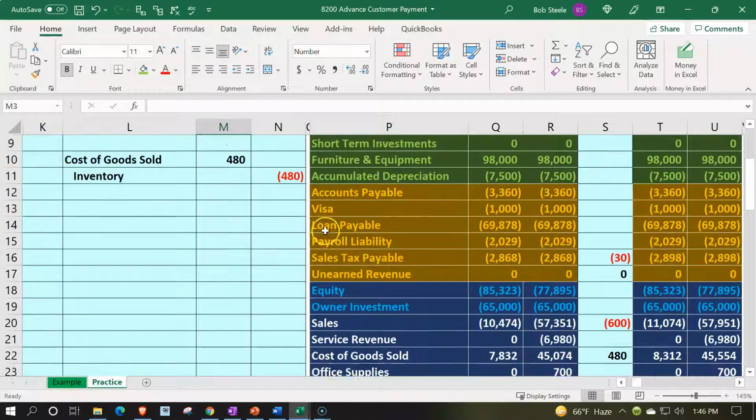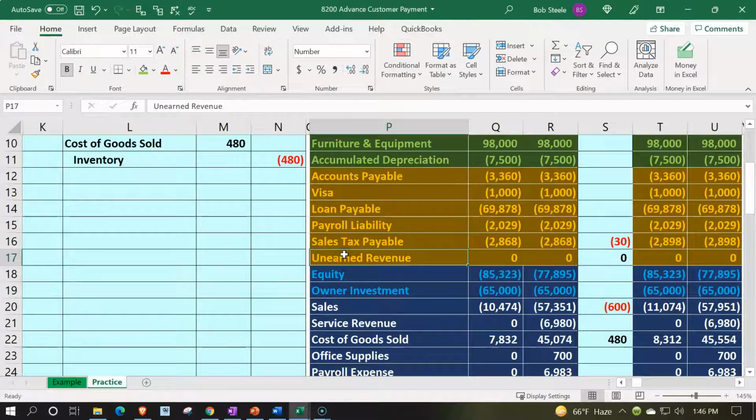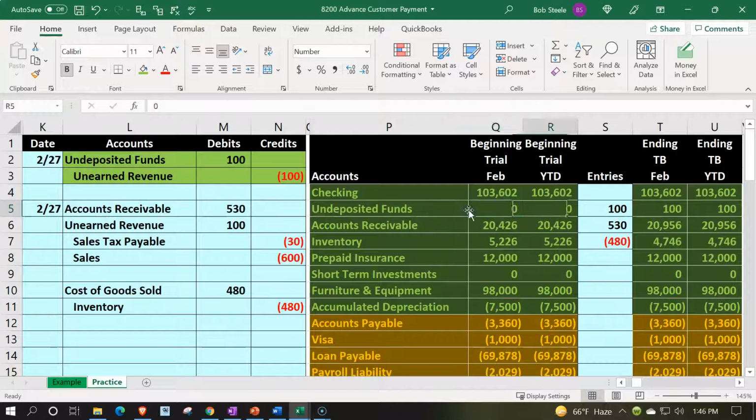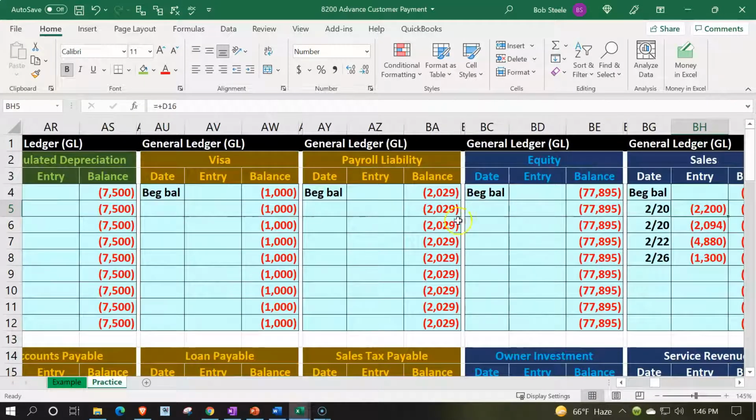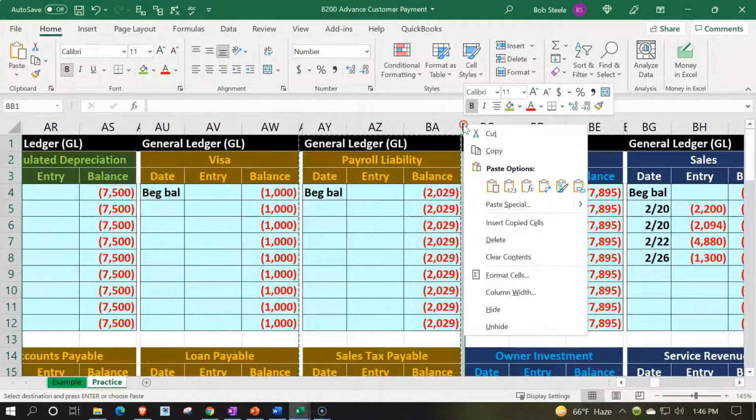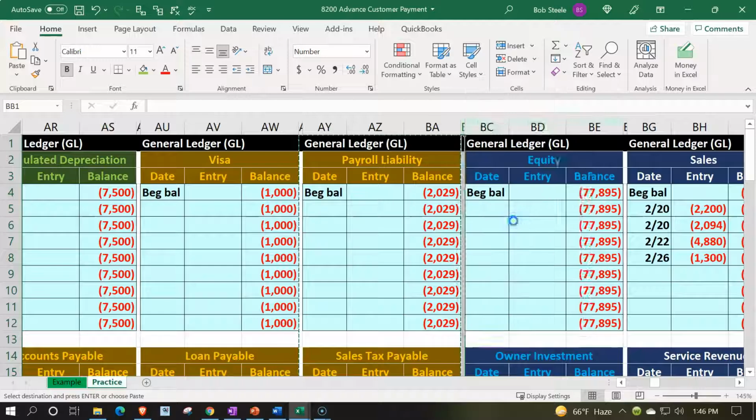Unearned revenue. That's going to be the new account that we're going to have to add because we added it down here. So we're going to go all the way to the right to add a new liability after the orange accounts here. We want it right in here. So I'm going to put my cursor on the skinny, go to the BA, and copy that, and we're going to paste it in this skinny column right here. Right click and not paste it, actually insert the copied cells.